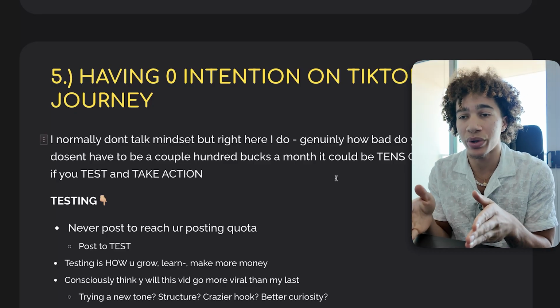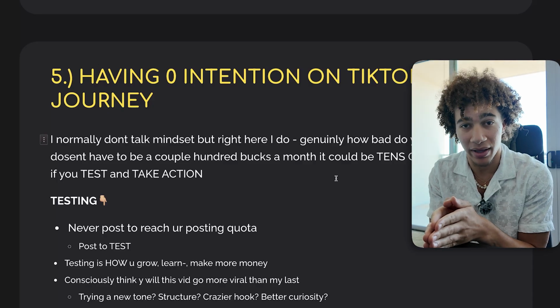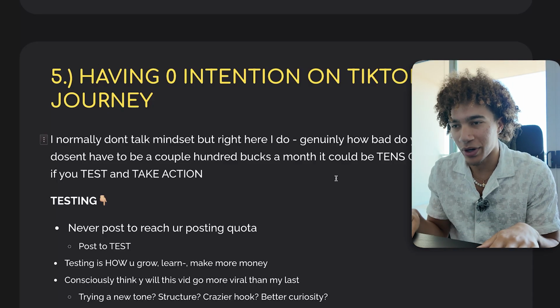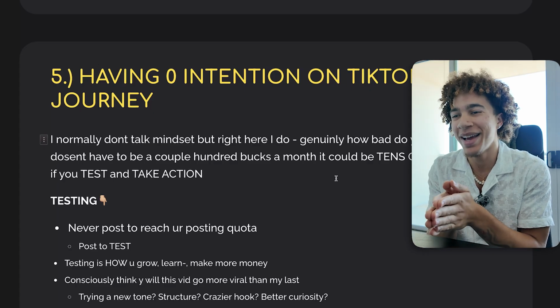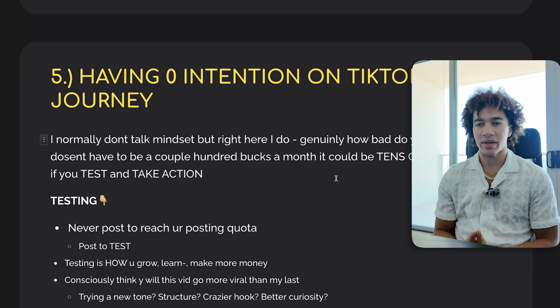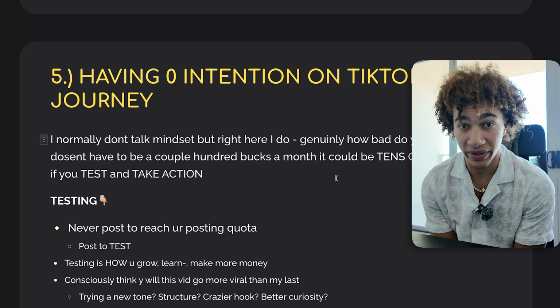So having zero intention on your TikTok Shop journey is exactly how you don't make any fucking money, forever, okay? So I normally don't talk about mindset, but like I said, right here, I do, okay? So genuinely, how bad do you want it? This doesn't have to be a couple hundred dollars a month. It could literally change your life.